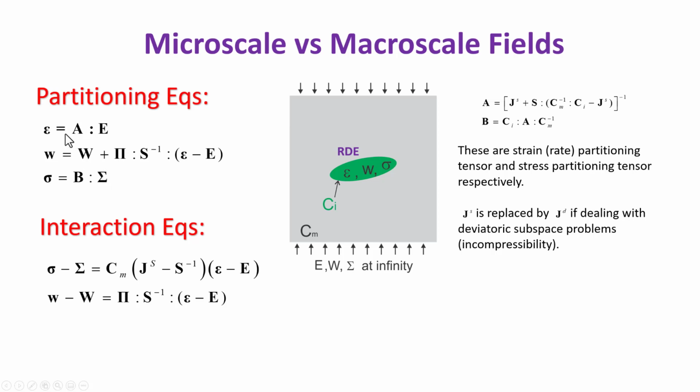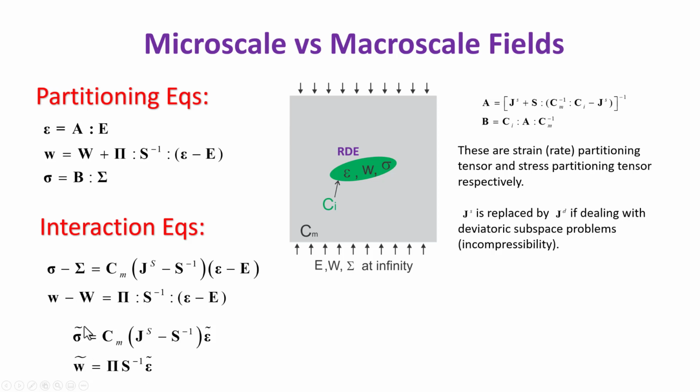If we plug in stress-strain relationship, the Hooke's law, or stress-strain rate relationship for linearly viscous materials, this set of partitioning equations then can be reformulated into this set of interaction equations. The stress difference is related to the strain or strain rate difference by this equation, and the vorticity difference is also related to the strain rate difference by this second equation. And these two equations are sometimes expressed in this form.